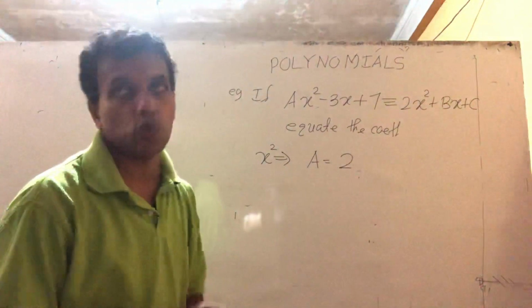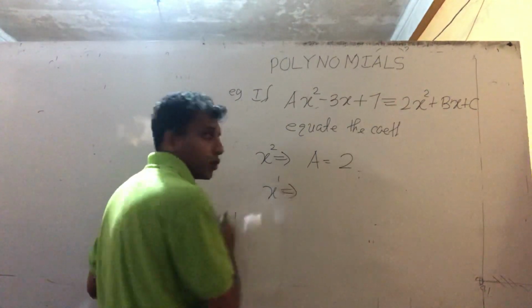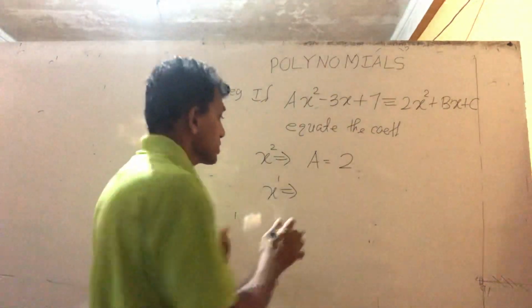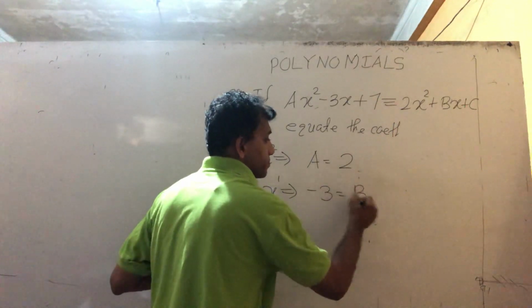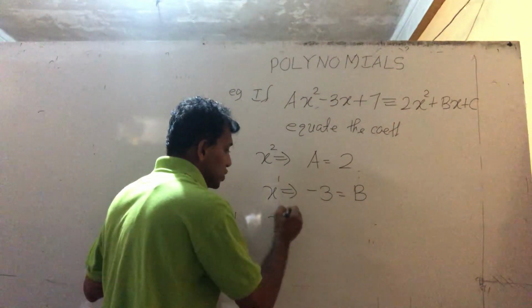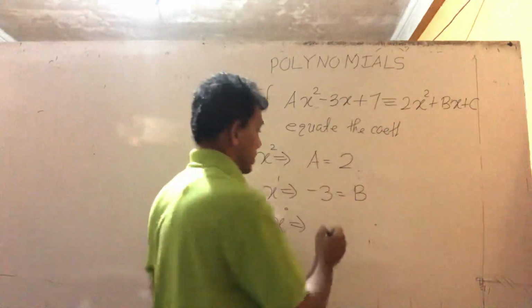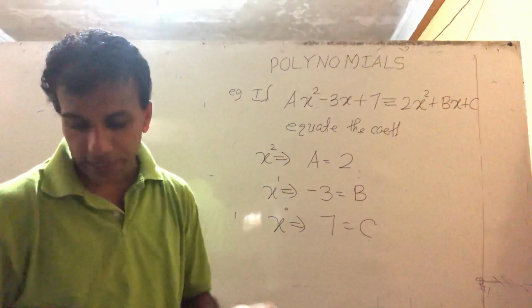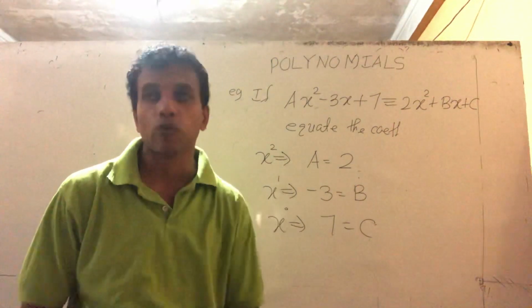A equal 2. Next, x to the power 1 coefficient. Equate the x to the power 1 coefficient. Here minus 3, here b, right? And here x to the power 0 coefficient. Power 0 means constant term, right? Here 7, so c is 7. That is the method how to find this coefficient, very basic idea. So collect it, how to work this.